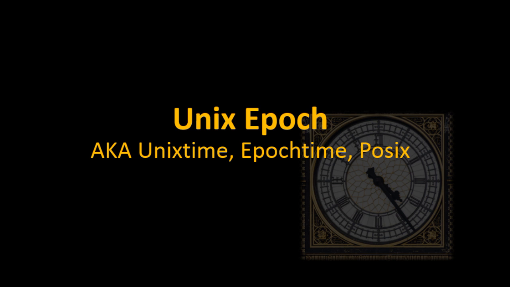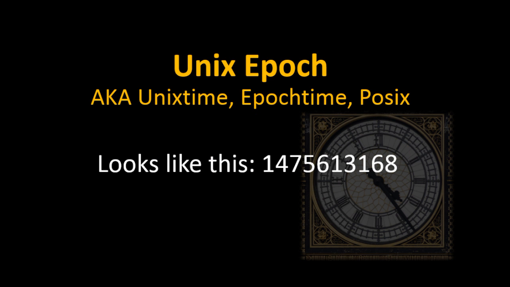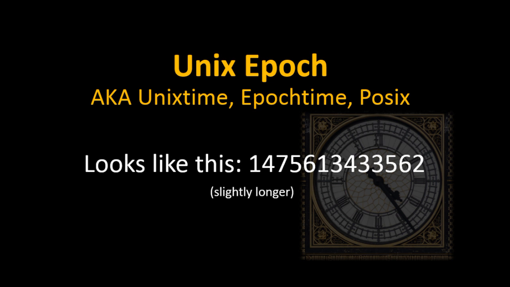Unix epoch time is usually how many seconds has passed since January 1st, 1970. Why January 1st, 1970? I don't know, but they usually look like this. Unless it looks like this. Again, this is the time since January 1st, however this is in milliseconds and not seconds.